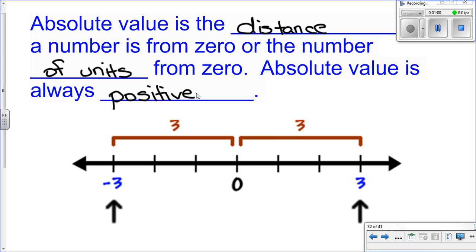So let's take a look at this number line below. When we talk about absolute value, all we're looking at is how far away from 0 this number is, or how many units. And a unit is just the space between the little tick marks. So -3 is 1, 2, 3 spaces, or 3 units from 0. +3 is 1, 2, 3 units from 0. So both -3 and +3 have the same absolute value because absolute value is always positive. With absolute value, we're not looking at positive and negative. All we're looking at is how far away from 0 this number is.